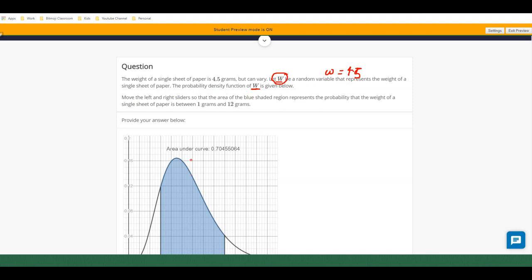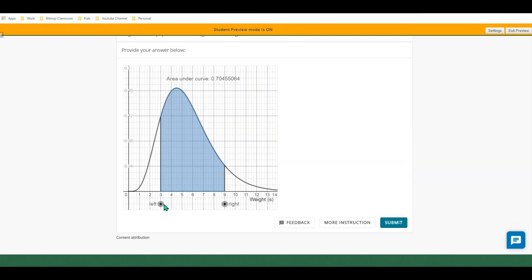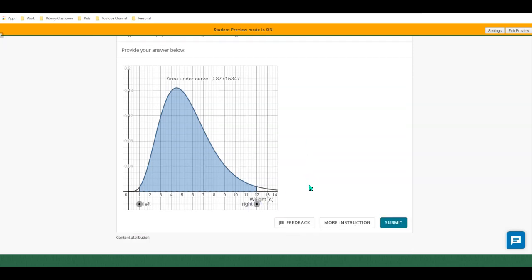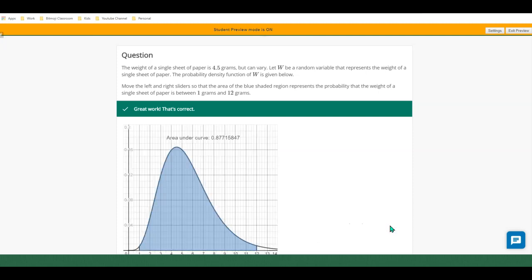So what they're asking us to do is move left and right sliders so that the area of the blue shaded region represents the probability that the weight of a single sheet of paper is between 1 and 12 grams. So let me click escape here. They're asking me to move the left one to 1 and the right one to 12, between 1 and 12. Is that what they said? Yeah, 1 and 12. And then I click submit.